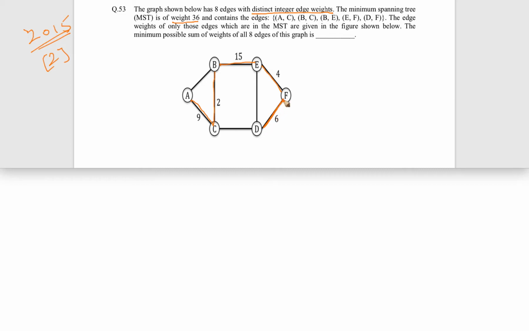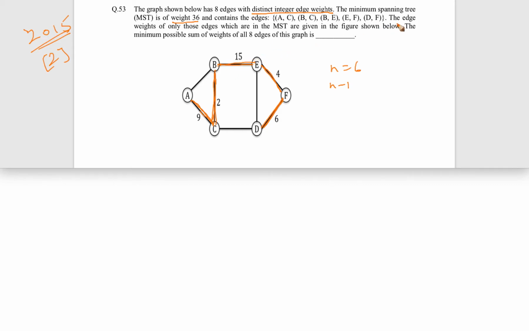Okay. So this is the MST of this graph. How many vertices are there? 2, 4, 6. 6 vertices are there. So basically n is equal to 6. How many edges should be there in the MST? N minus 1, which is 5, and that's why 1, 2, 3, 4, 5. 5 edges are there in the MST.